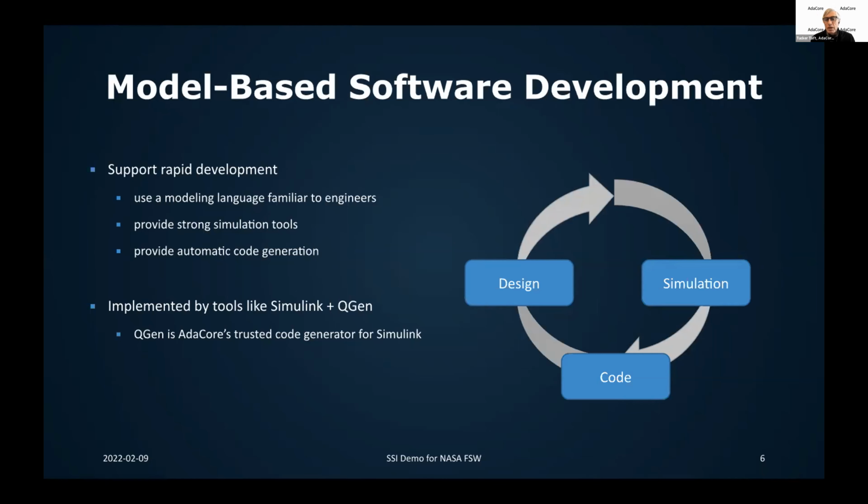And we chose Simulink and recognized that there was a need for a trusted code generator. That is something that could take your Simulink model and produce source code. And we chose to support both the MISRA subset of C and the SPARK subset of Ada. And that's our QGen product, which we've been talking about, reported on in the past.